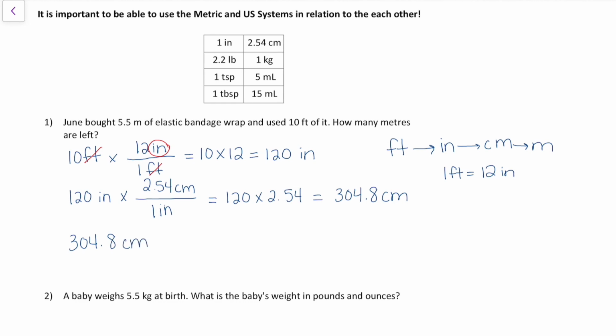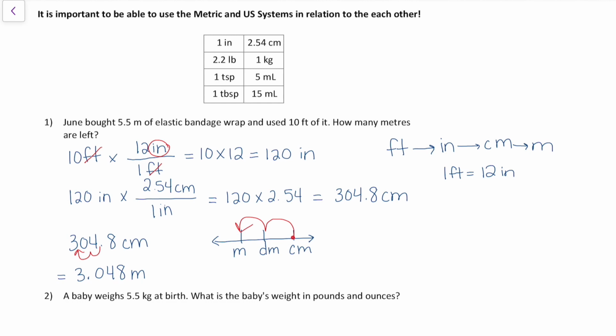304.8 centimeters. If I remember my metric conversions, I have meters here, and then I have decimeters, centimeters. So to go from centimeters to meters, I'm going to do 2 jumps to the left. And so I end up with 3.048 meters. Now I'm not rounding at all in any of these. I have not rounded, because when we are doing math that requires more than one step, we only ever round at the very, very end. And I'm not at the end yet.